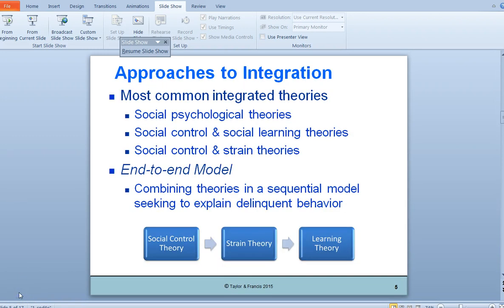The most common approaches to integration are through social psychology theories, social control and social learning theories, social control and strain theories, and the end-to-end model, which combines theories in a sequential model that seeks to explain delinquent behavior. In other words, it starts off with the social control theory of explaining crime, and then it moves to the strain theory and the American dream theory, on to the learning theory.